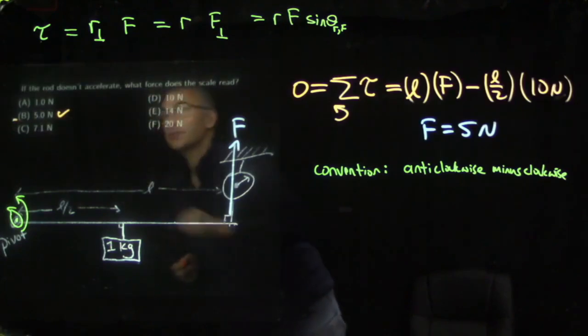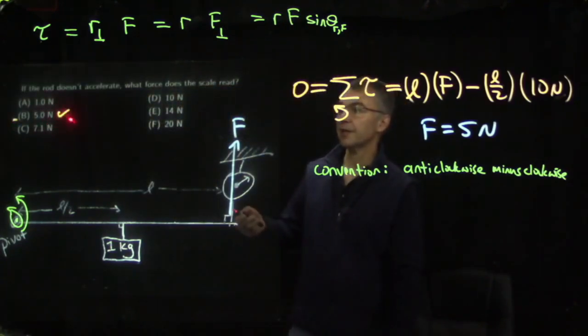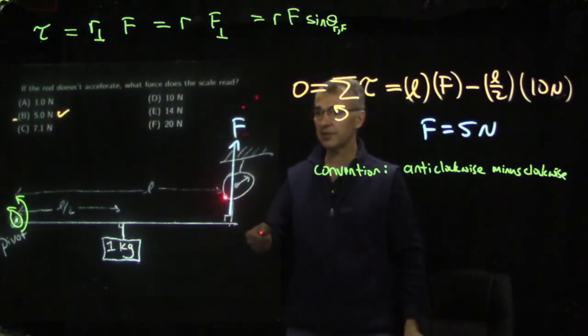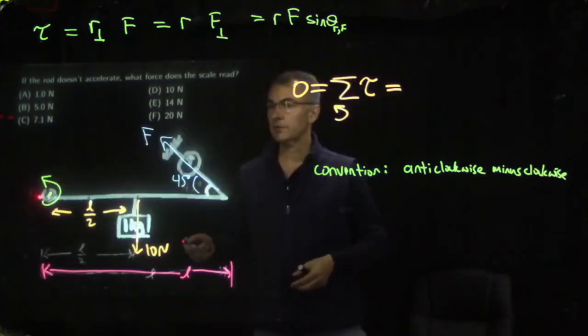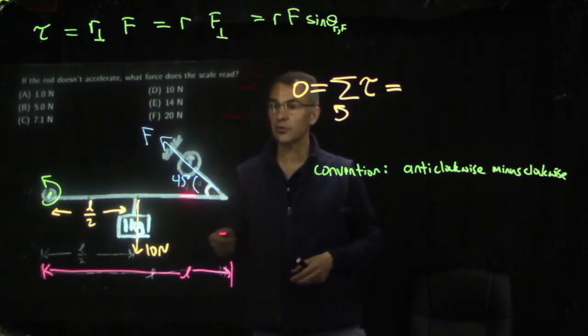So I think I like answer B, Bravo here, that the force must be 5 newtons. So 5 newtons times L is the same magnitude as 10 newtons times L over 2. This one tends to rotate counterclockwise, this one tends to rotate clockwise. So they have opposite sense. Okay, now we're again applying two forces. They result in two torques. We want the two torques to balance so that the rod does not accelerate.